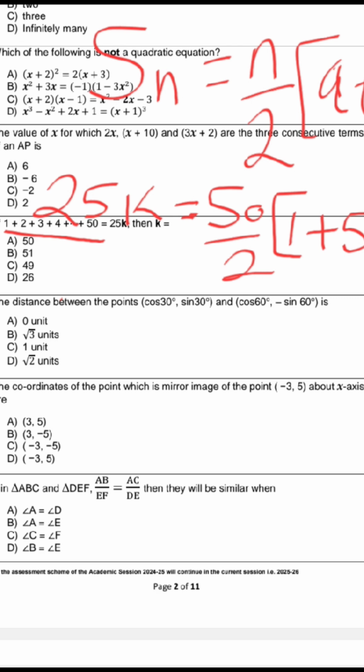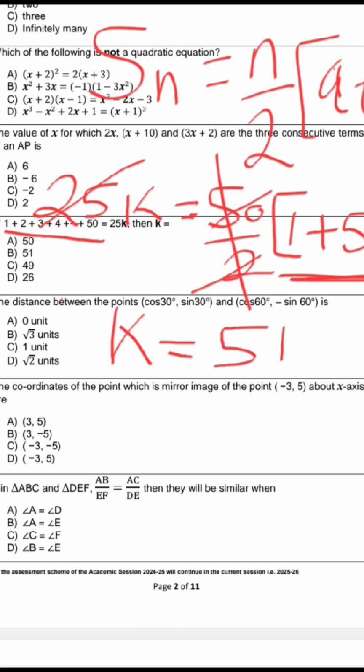So you add this, what you will get here, this you cut it, you will get 25, and this 25 cut this 25, so what is left here is k, and on this side 50 plus 1 is 51, so k value is 51. So here the right answer is option number B. Option B is the right option in question number 6. See, this is your approach to solve the question.